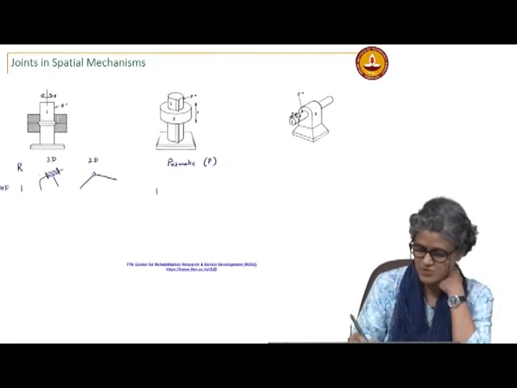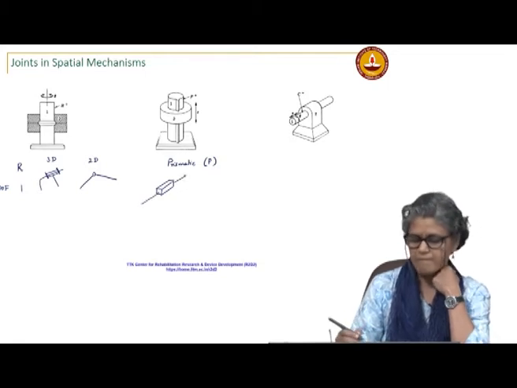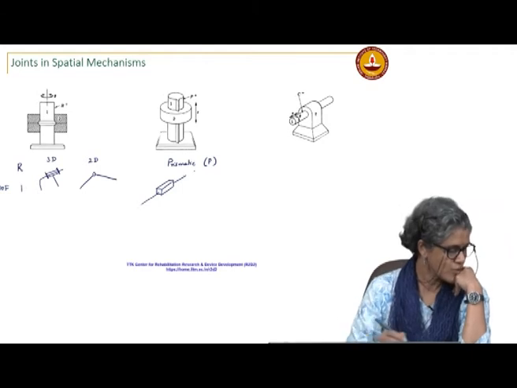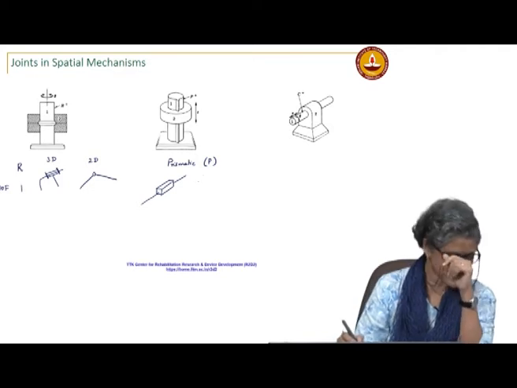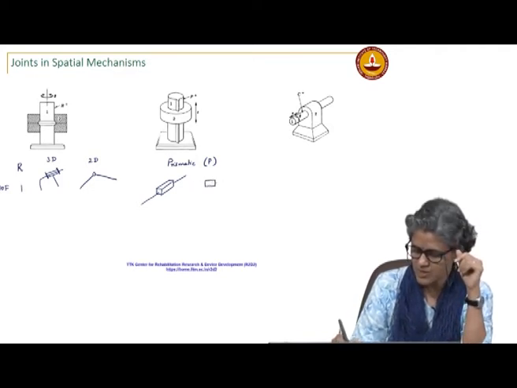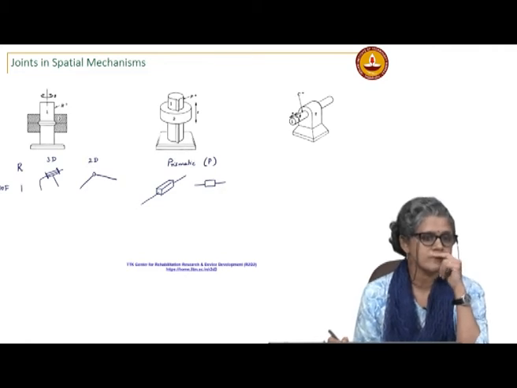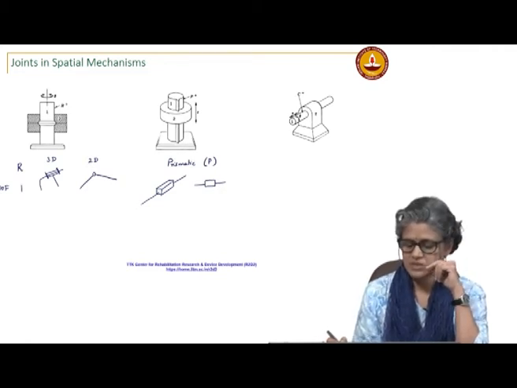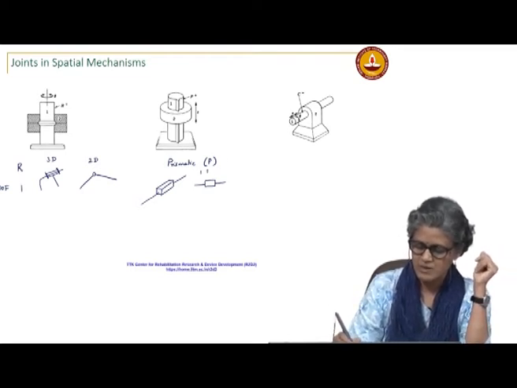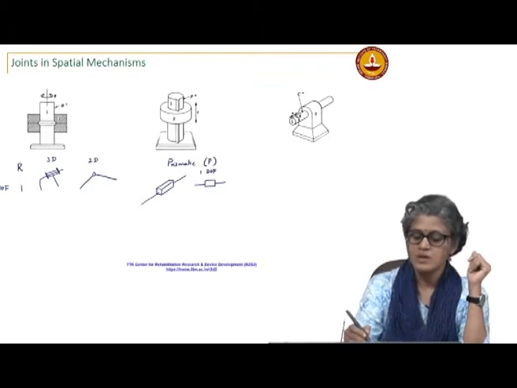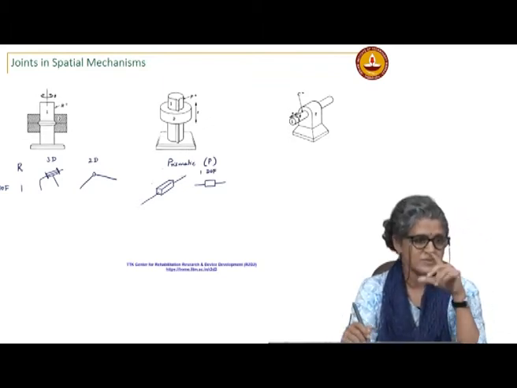For a prismatic joint I have to arrest the rotation. So, if this is one link, one can move only, it can't rotate with respect to the other. So, this is the general prismatic joint. In 2D we showed it like this, and that is the 3D representation. Again this is also a 1 degree of freedom joint. Rotation is not allowed between the two links.